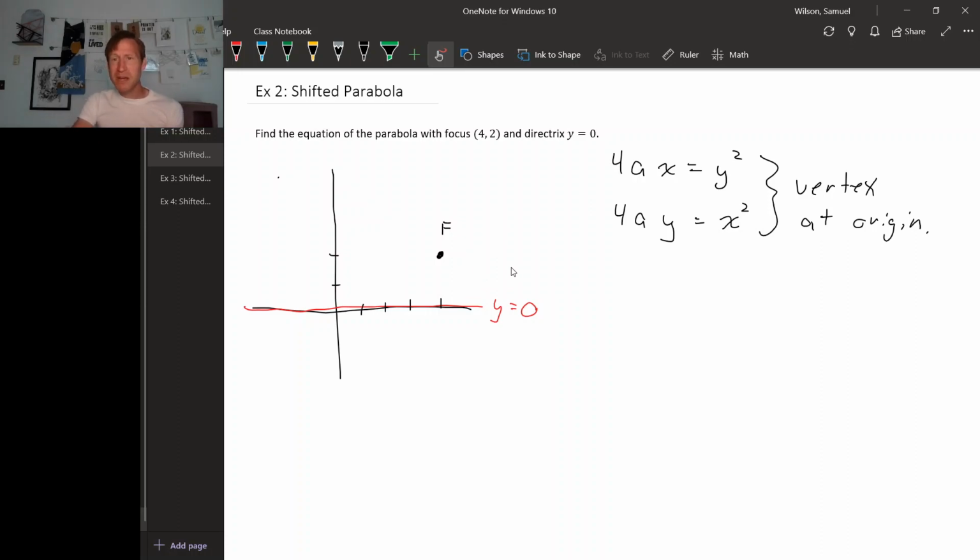And if you think about the geometry of a parabola, the vertex is always halfway between the directrix and the focus. So the vertex must be right here. So I'll label that V for vertex. Okay, so the vertex is at (4, 1).